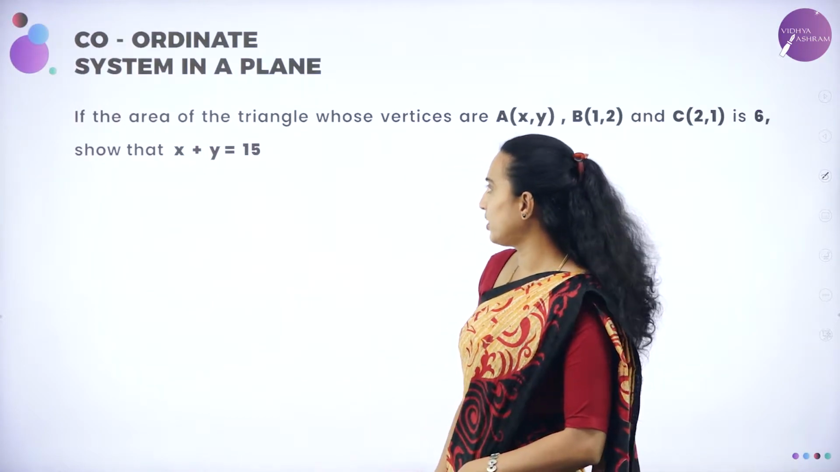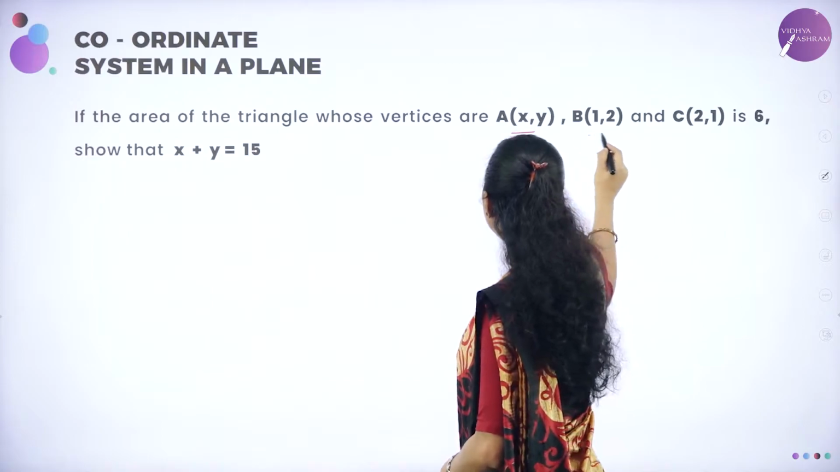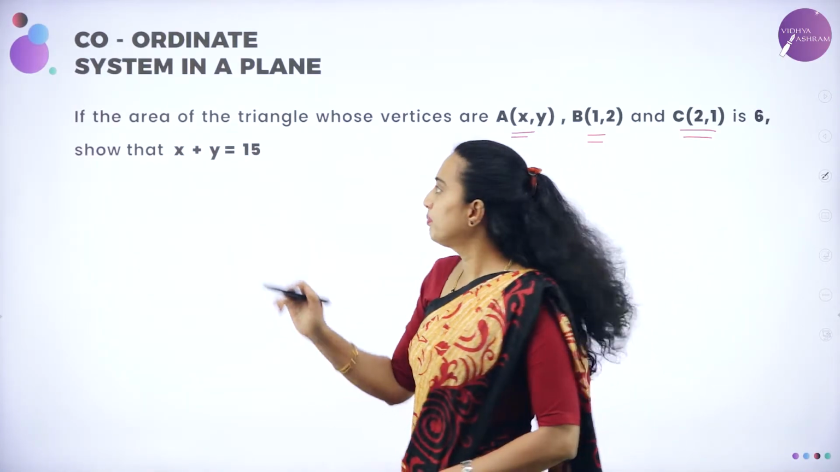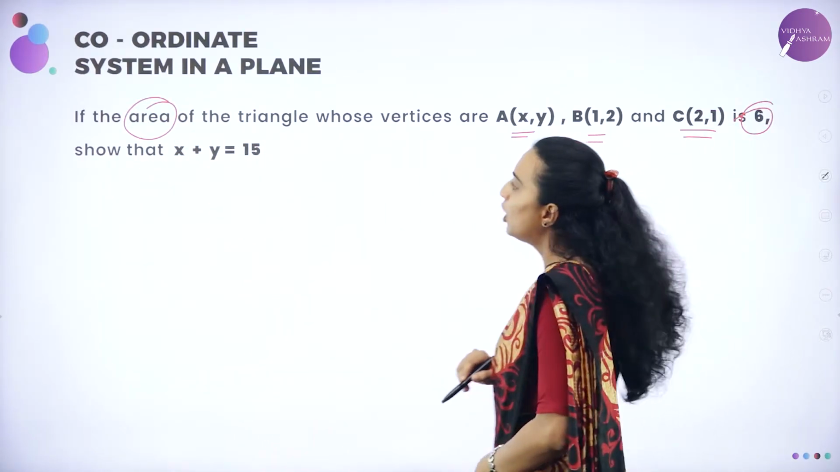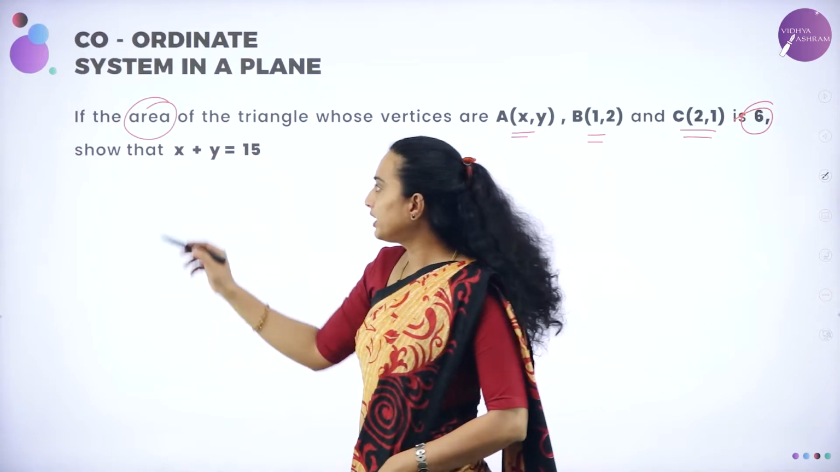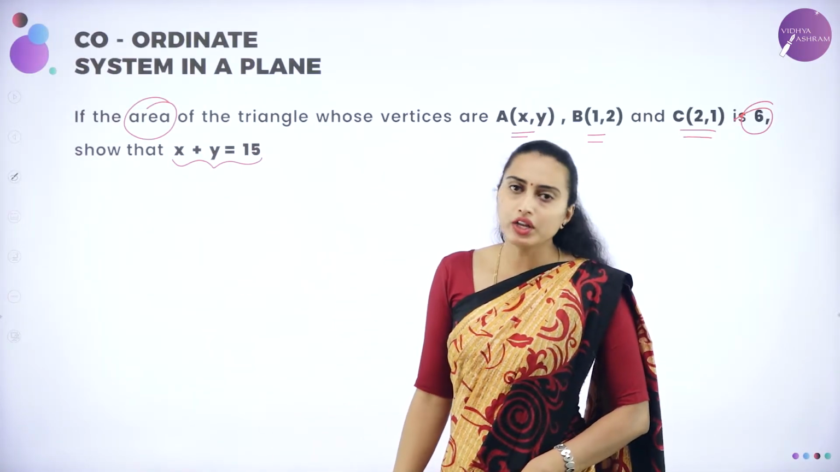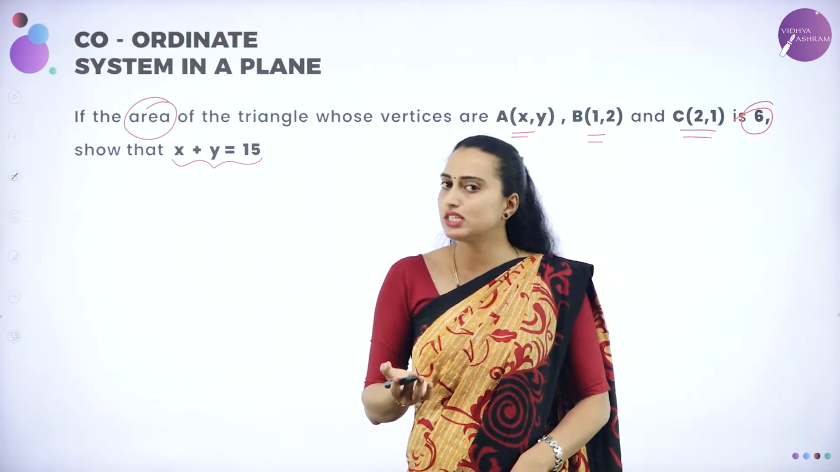If the area of the triangle whose vertices are A of x comma y, B of 1 comma 2 and C of 2 comma 1 is 6. That means they have given the area value as 6. Prove that or show that x plus y is equal to 15, or you can show that x plus y minus 15 equals 0, isn't it?